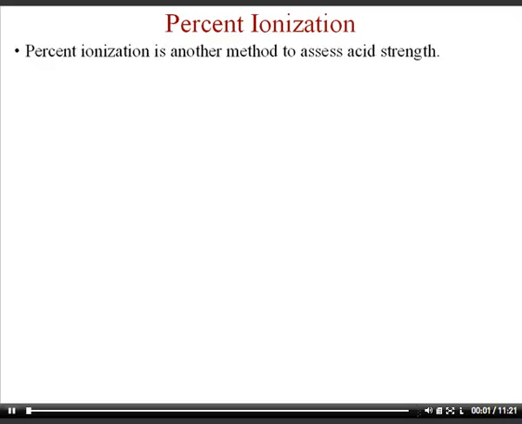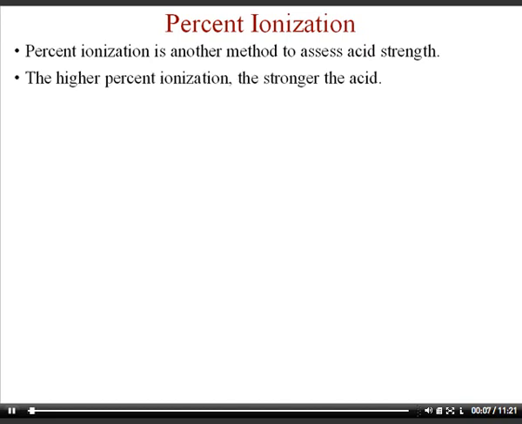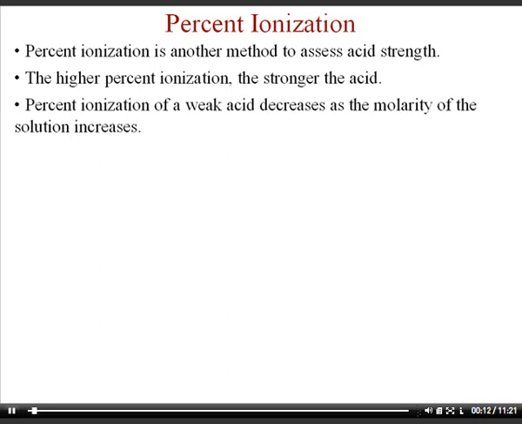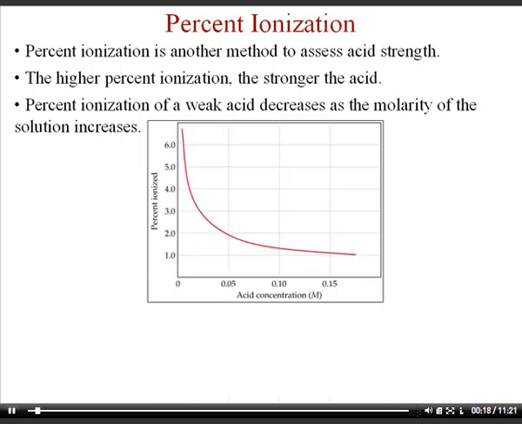Now the next calculation that the students need to know how to do is called percent ionization. It's another method to assess how strong the acid is. The higher the acid ionizes, the stronger the acid. Now the percent ionization of a weak acid decreases as the concentration of that acid increases. So that's an inverse relationship.